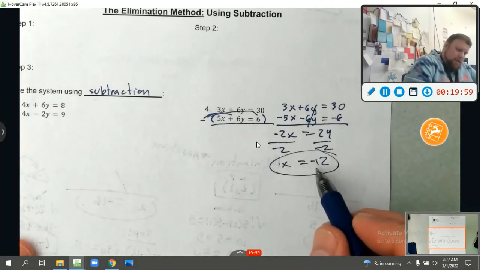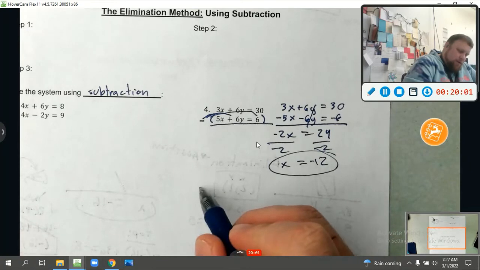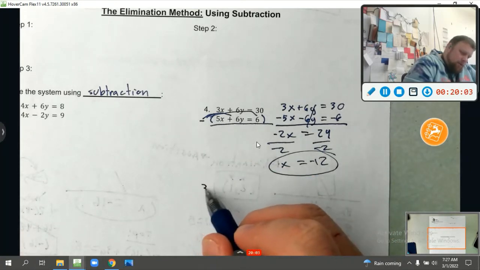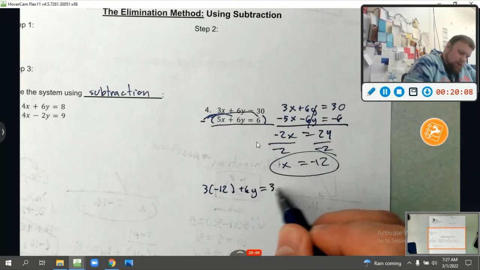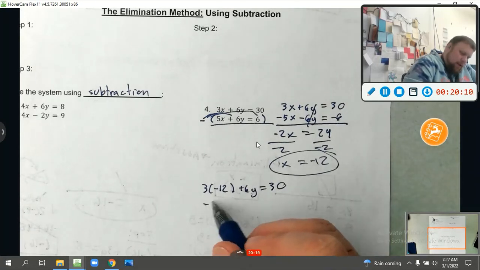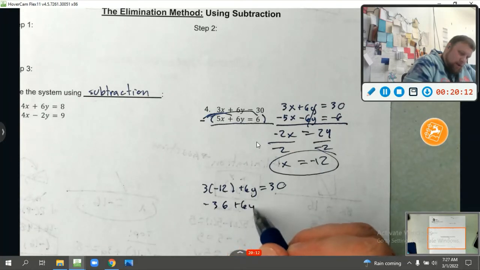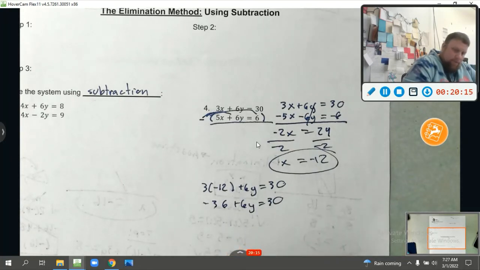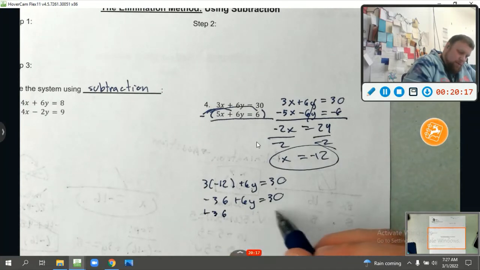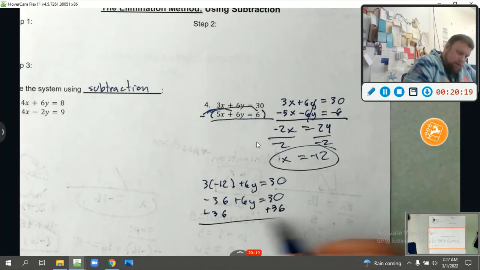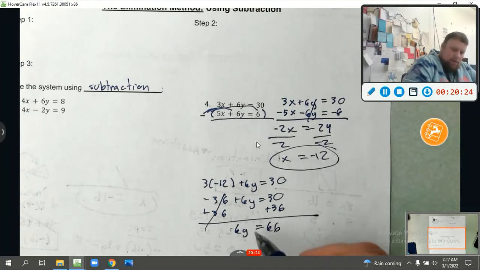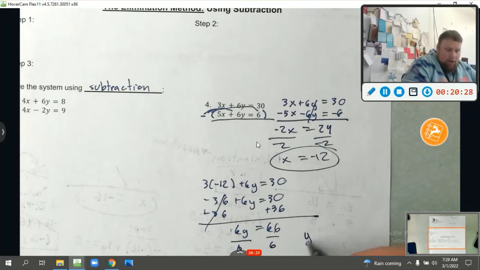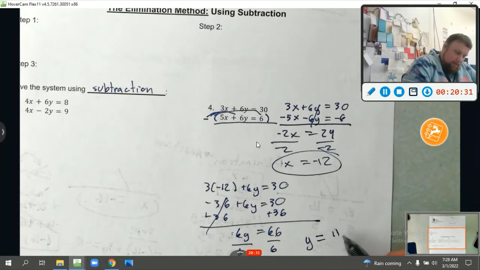All right, so I'm going to take that x, plug it back in. I'm just going to do it over here. I'm always going to plug it into the top, so I'm going to have 3 times negative 12 plus 6y equals 30. Awesome, so that's negative 36 plus 6y equals 30. Add that 36 to both sides. 6y equals 66, or when I do the division, we know that our y equals 11, right?